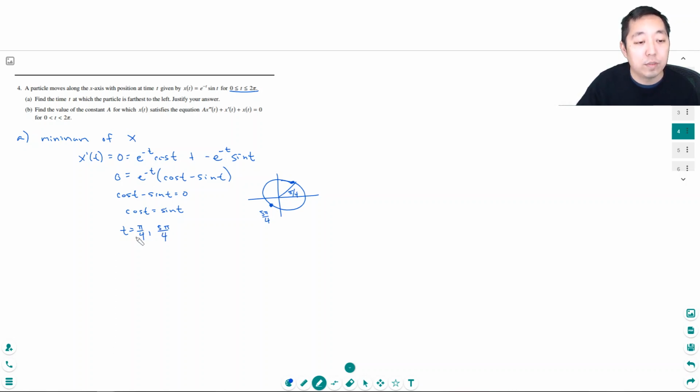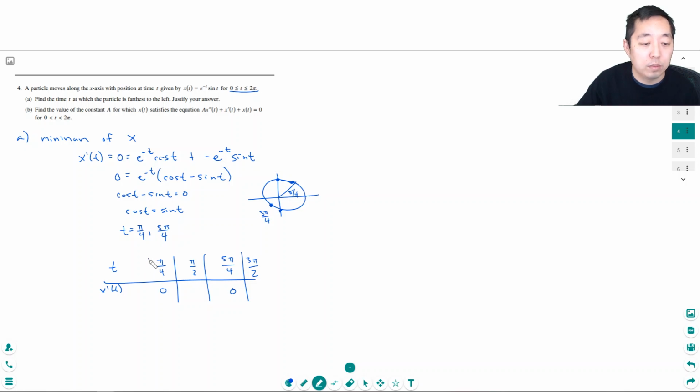And that we can do by the first derivative test. If I make my table with t, I put pi over 4 and 5 pi over 4, and I can pick values. I know that x prime of t is 0 here and 0 here. I need to pick a value in each interval. So say I pick pi over 2 here, and then 3 pi over 2, and beforehand, I want to pick maybe 0.